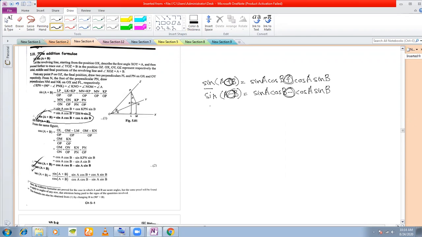The next compound angle that you have to remember is cos A plus B. This is cos A cos B minus sin A sin B.